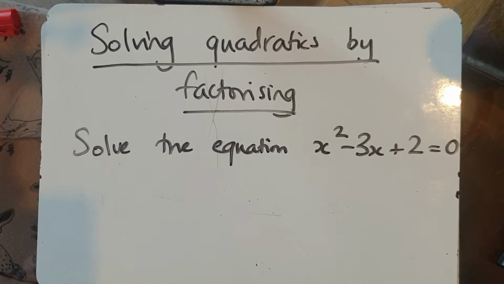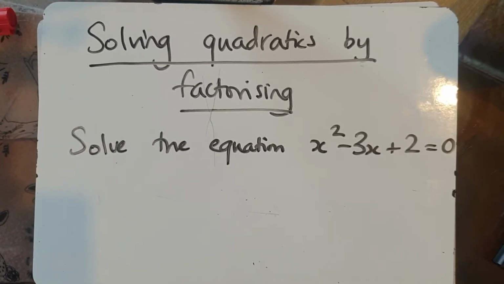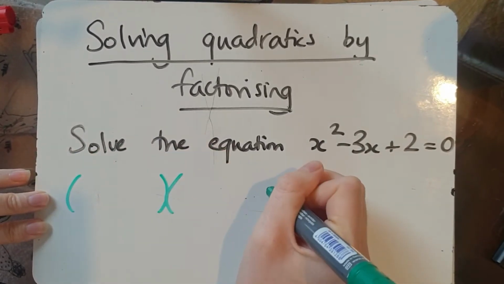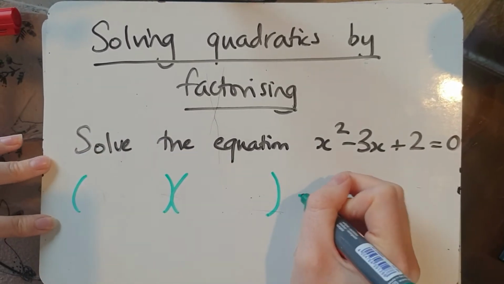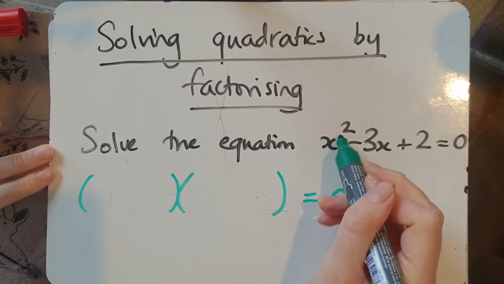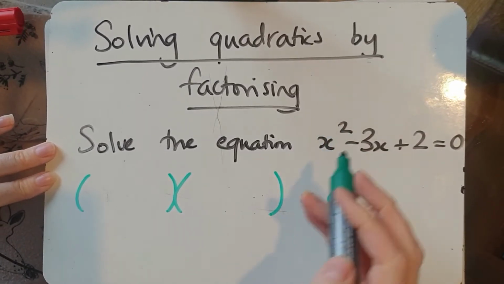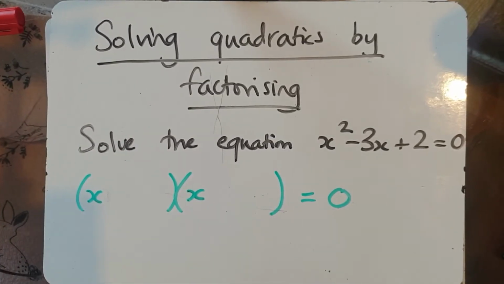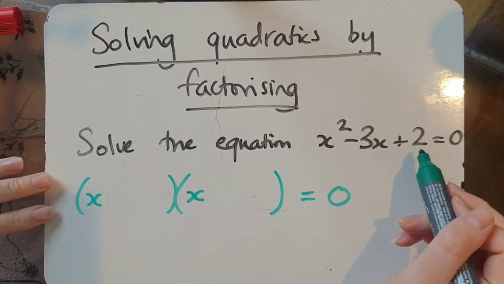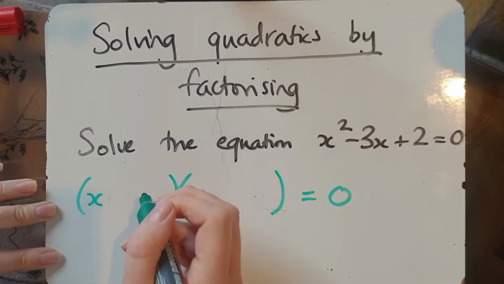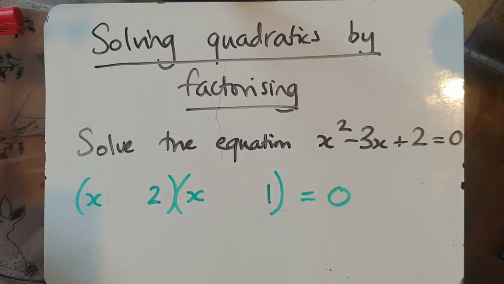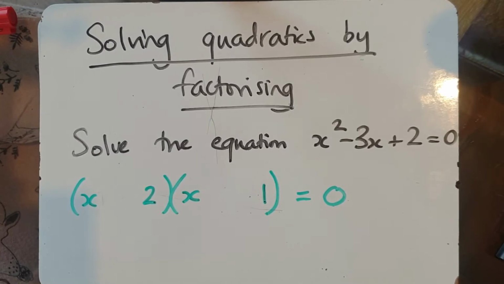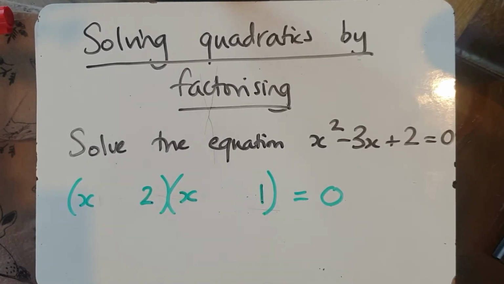So to solve this quadratic, I want to factorise it by putting it into double brackets. Because it's x squared at the beginning, that must come from multiplying two x's together. Because it's 2 at the end, that must come from multiplying two things together, which make 2. And as 2 is a prime number, and these are fairly easy questions where we're going to be dealing with integers, it's going to be a 2 and a 1.